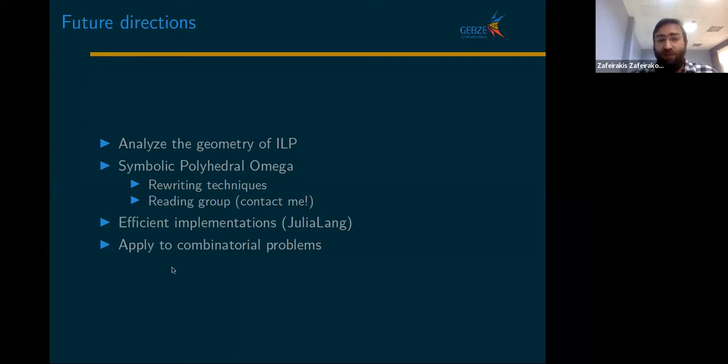And finally, apply to combinatorial problems, because of course, integer linear programming methods cannot compete with the excellent heuristics we have today. Because this is a general method, it's not expected to perform better, except for specific families of problems where the geometry, for example, helps. This is something we have to actually investigate: when is it worth checking if using Polyhedral Omega helps?